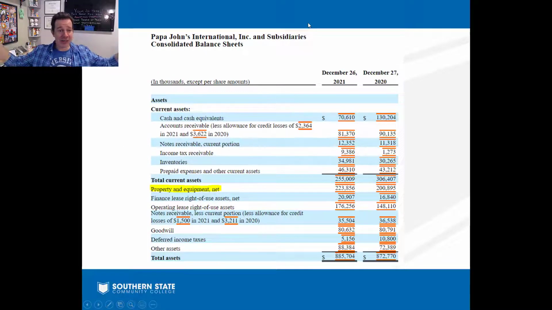Finally, Papa John's. Who doesn't love pizza? Making myself hungry talking about La Rosa's and Papa John's here. But you can see they've got property and equipment on there as well. $223 million in property and equipment. About a quarter of what's on their balance sheet for total assets is property and equipment. And again, you think about Papa John's, all the locations, all the pizza ovens, cash registers, and shelving, and everything else they've got at those locations. They've got a lot of property and equipment. It's a very capital-intensive business.